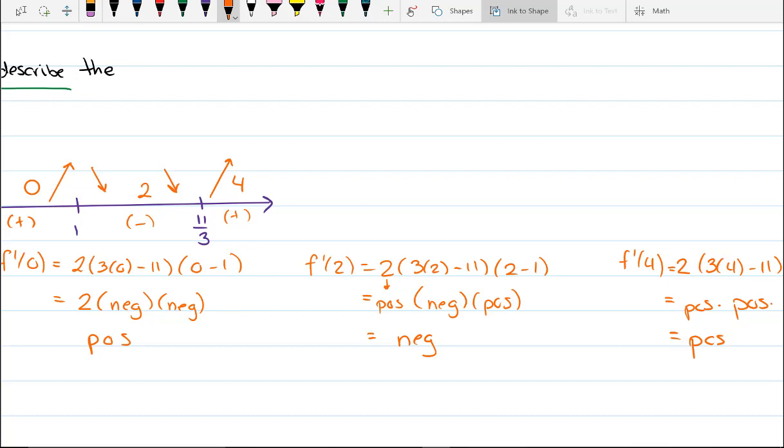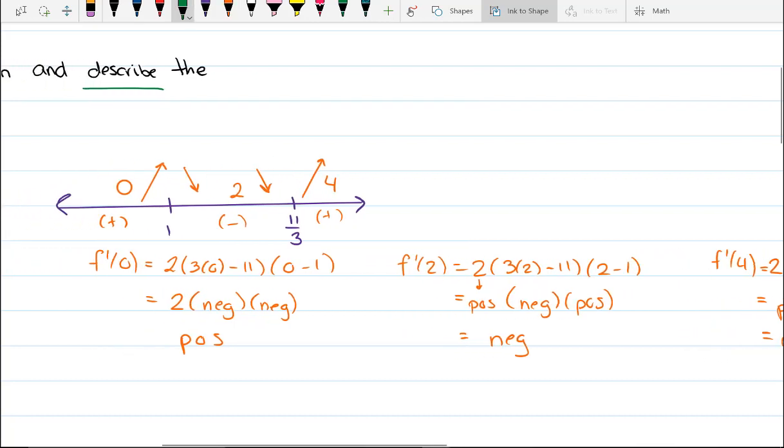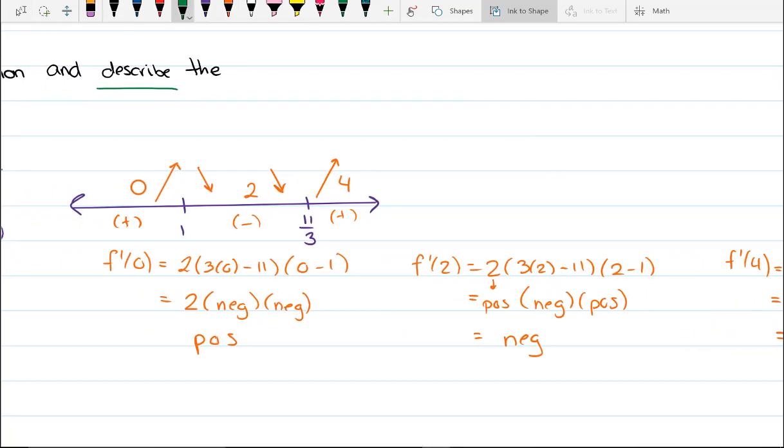Now what this tells me, in terms of particle motion, is that right here we are increasing, which is the same as forward. Here we are decreasing, which is backwards. And here we are increasing, which again is forwards. This tells me that the particle stopped moving at 1 second and at 11/3 seconds.